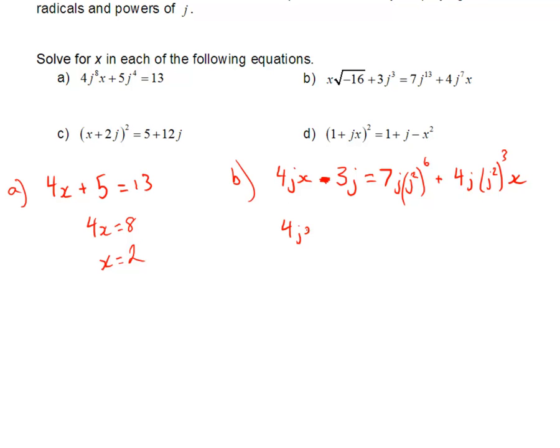4j times x minus 3j equals, this is minus 1 to the 6 is 1, so this is 7j, plus, this is minus 1, so this becomes minus 4j to the x. And we move the pieces around, we get 8j to the x over here equals 10j on the right. Divide by 8j. Remember, these are just numbers like anything else. We get the j's that cancel. We get 10 over 8, which is 5 over 4.